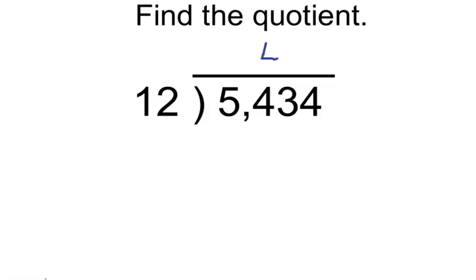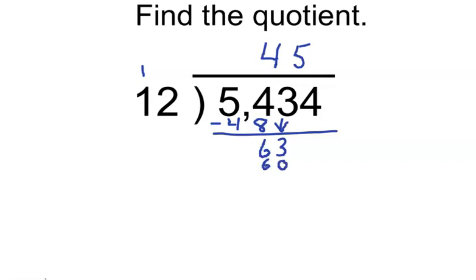I would say it would go into it 4 times. 12 times 4 is 48. So 48 to 50 is 2, and another 4, so it's going to be 6 here. And we're going to bring down the 3. How many times does 12 go into 63? I would have to say probably 5 times. 5 times 12, 2 times 5 is 10. 5 times 1 is 5, plus 1 more is 6. So subtracting that, we're going to end up with 3, bringing down the 4.